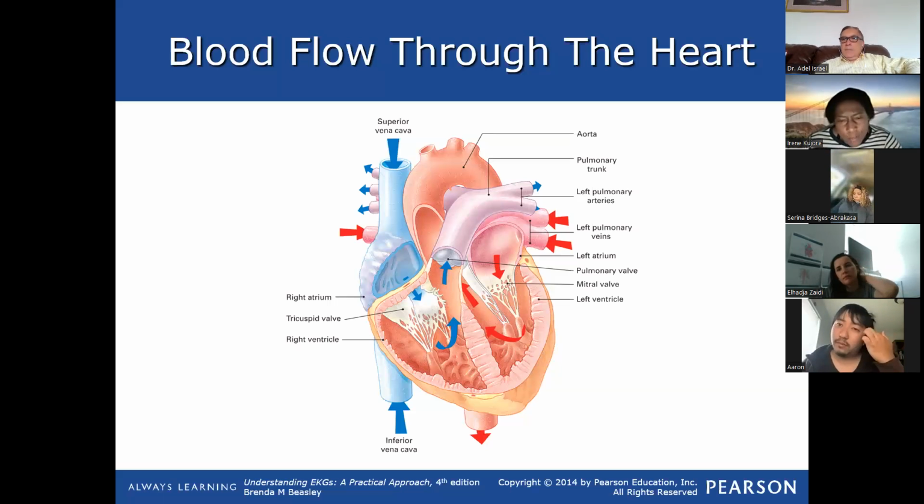Dr. Israel, so the valve between the left ventricle and the aorta is the aortic valve? Correct. Is there a valve between the left atrium and the left ventricle? Left atrium, left ventricle, we have a valve called the mitral valve. Okay. Any question before we leave this slide?